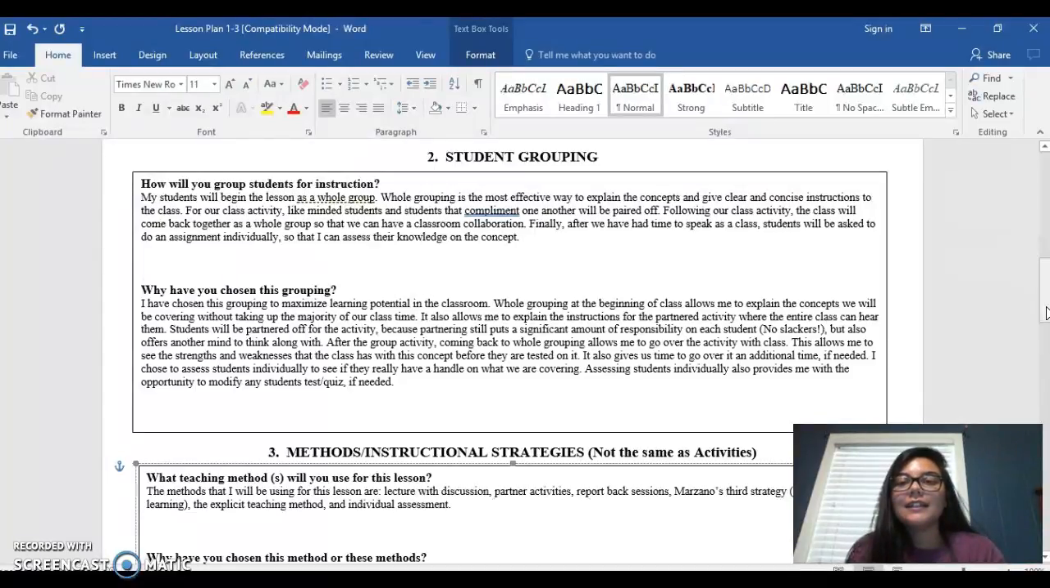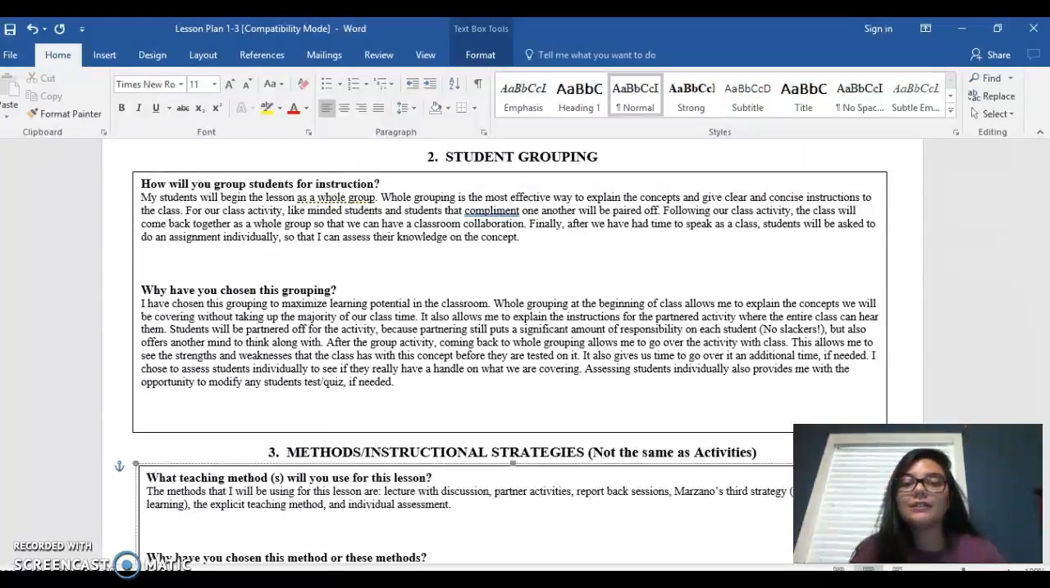And finally, if the students are ready, I'll ask them to do an individual assignment so I can assess their knowledge on the concept. I've chosen this type of grouping to maximize learning potential in the classroom. Whole grouping at the beginning is a great way to explain the concepts that you're going over without cutting into a large majority of your class. Instead of moving from group to group and having to explain the same thing, it's just easier if you have the whole class right there together.